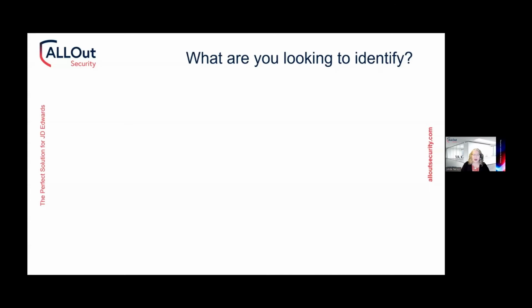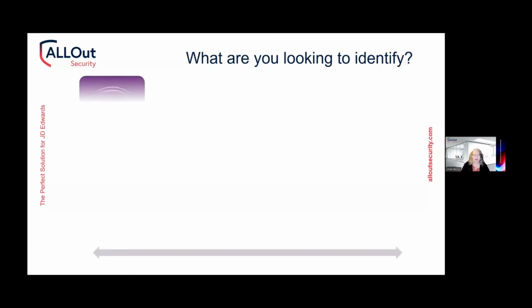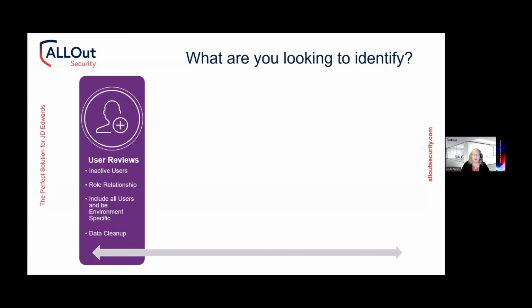So let's talk about when you're looking at your risk assessment, what are you really looking to identify and what steps do you want to take? You want to do user reviews. You're looking at inactive users, role relationships, making sure that you're looking at what access those users have in production. And you want to make sure that you're cleaning up your data. You'll hear this a couple of times. I know GSI does some effort around offering you the opportunity to clean up your information, but there are also tools within our tool set that can support that.